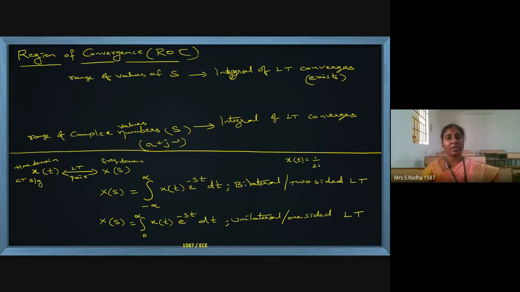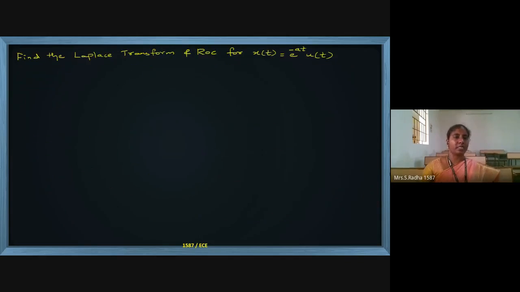then it is 1 by 2 pi, integration from minus infinity to plus infinity, X of s e power plus st ds. So equation 1 is the forward direction, finding the Laplace transform, and equation 2 is the reverse direction, the inverse Laplace transform, converting frequency domain to time domain. I am writing this by the side. Now I am going to the actual problem.